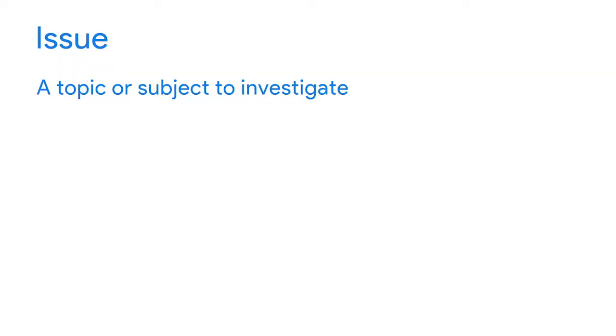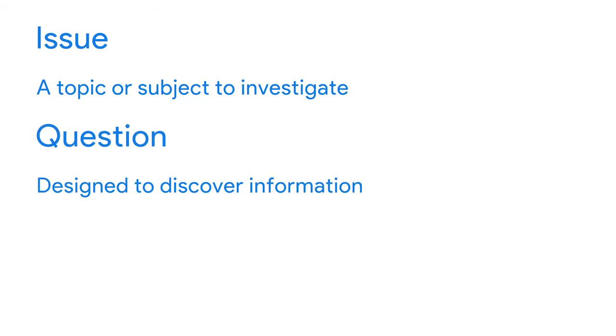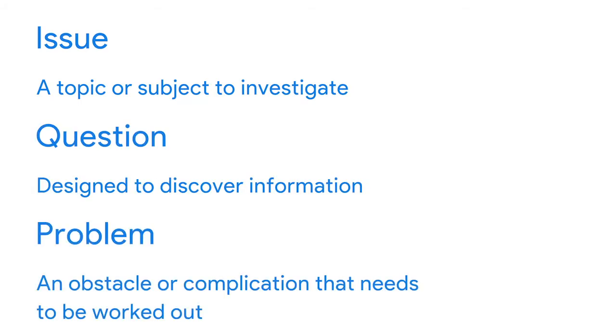Let's take a second to think back on the real examples of businesses using data analytics in their operation we've seen before. You might have noticed a common theme across every example. They all have issues to explore, questions to answer, or problems to solve. It's easy for these things to get mixed up, so here's a way to keep them straight when we talk about them in data analytics. An issue is a topic or subject to investigate. A question is designed to discover information, and a problem is an obstacle or complication that needs to be worked out.